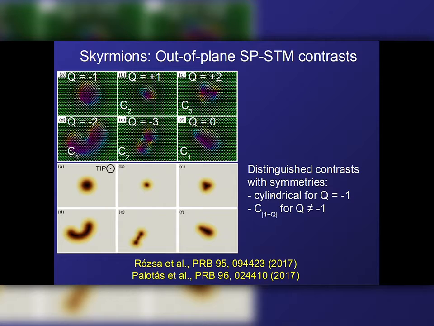We applied this theory on skyrmions, which have different topological charges. We could stabilize these systems. The details are shown in this paper here. And with an out-of-plane magnetized tip, we find distinguished contrasts, which correspond to the skyrmion symmetry. We find the cylindrical symmetry for the normal skyrmion, and for higher order skyrmions and anti-skyrmions, we find this C of 1 plus absolute value of Q symmetry.